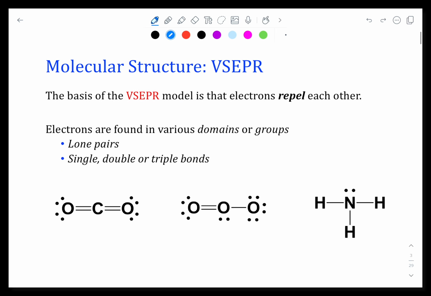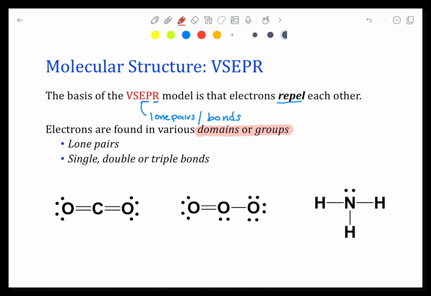Okay. So the basis of the VSEPR model is that the electrons repel each other, right? The R stands for repel. So where do we find electrons in our molecules? Well, we said that the electron pair, that was lone pairs, and bonds.